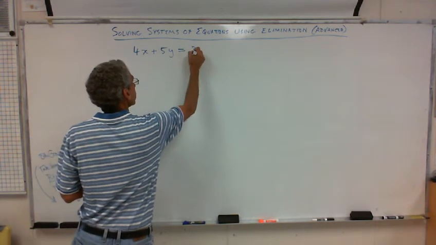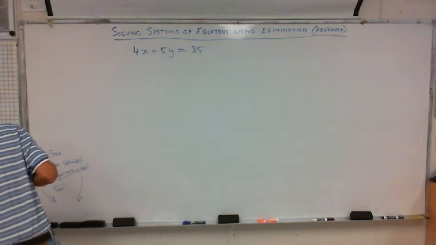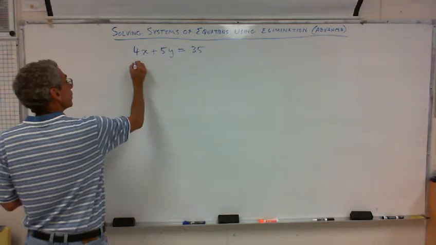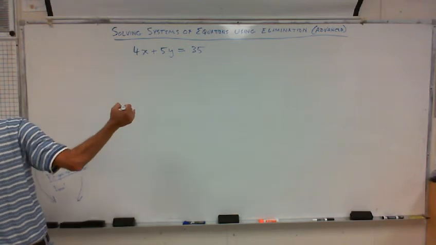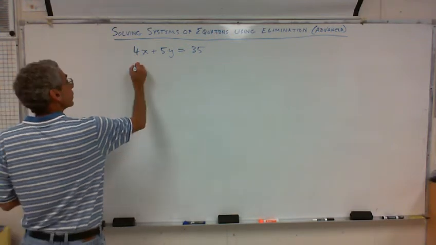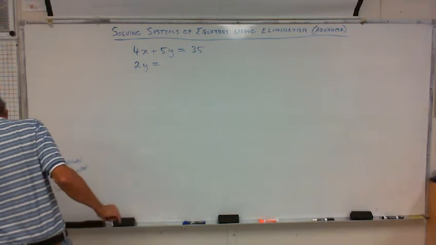All right, so write this down in your notes. This is your next problem. 4x plus 5y equals 35. And then, 2y equals 3x minus 9.